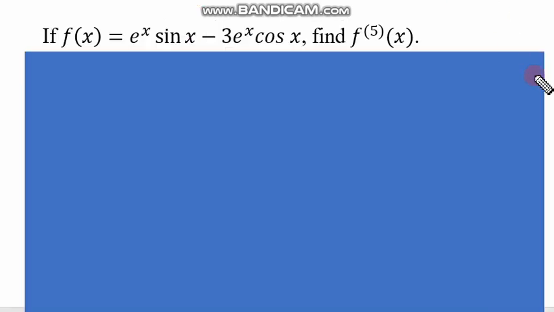Another example here is the combination of a trigonometric function and an exponential function. So f of x is equal to e raised to the x sine x minus 3e raised to the x cosine x. We will find the fifth derivative of the function. It's quite long.